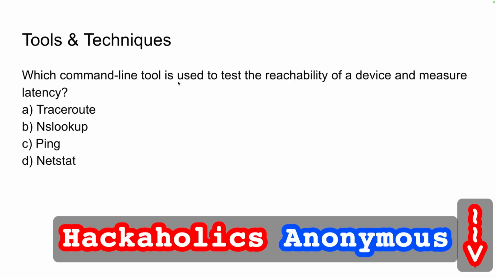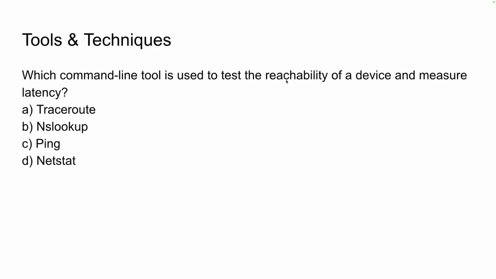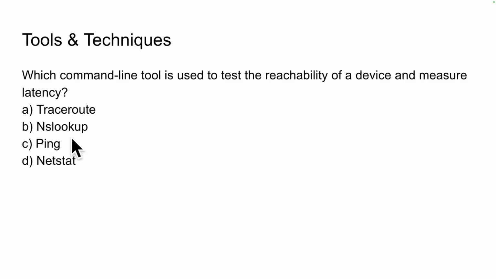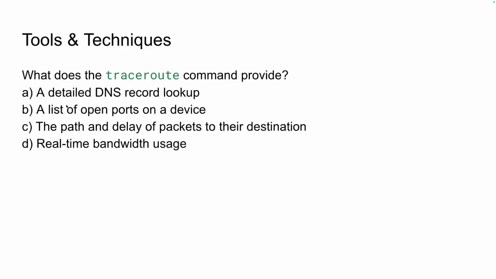Which command line tool is used to test the reachability of a device and measure latency? That would be either ping or traceroute. NSLookup is for DNS records, netstat is for open connections and listening ports, etc. So I would say ping or traceroute. Now in this particular case, it's saying testing the reachability of a device. So I would narrow it down to ping. Very good.